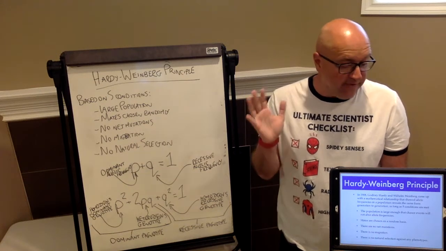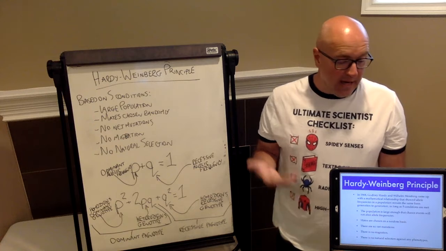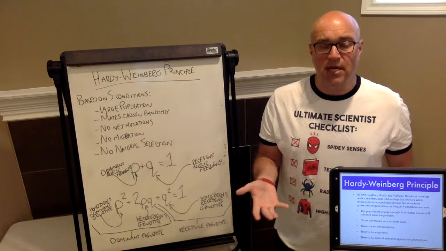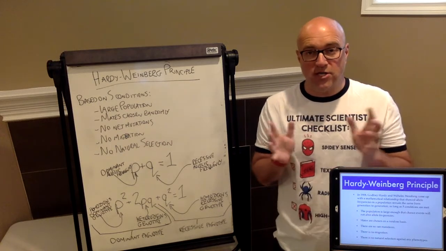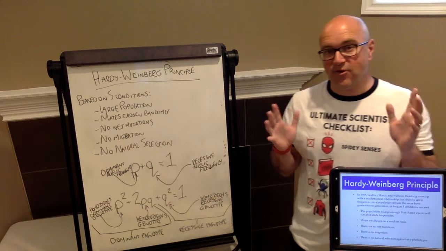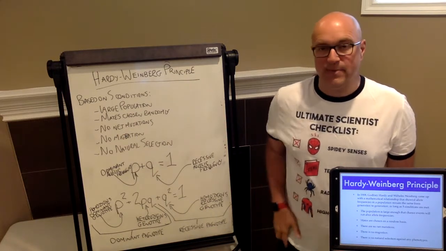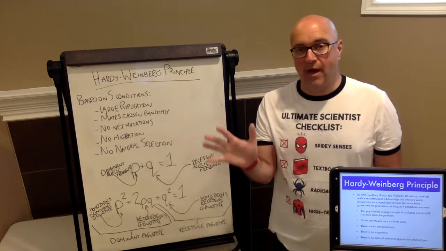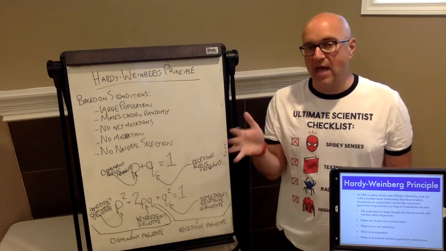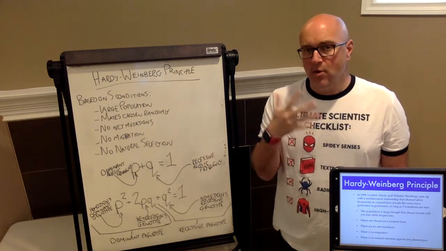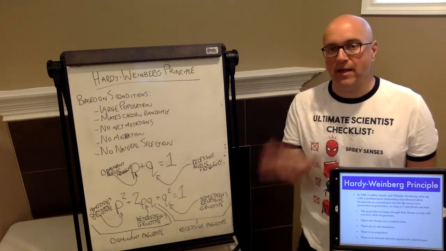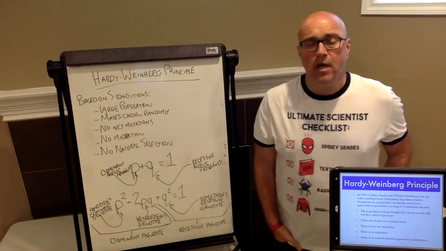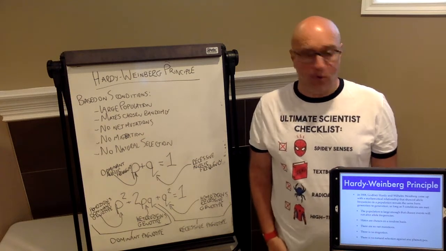Now, what are the five things? Well, the five things are as follows. Number one, the population has to be extremely large. It has to be so large that if any random chance events occur, maybe a disaster or something like that, it's not going to affect the overall allelic frequency. I will discuss later in the unit how these allelic frequencies can change when a disaster or a random occurrence happens. But for now, be aware that for Hardy-Weinberg, you've got to be dealing with a very large population of organisms.